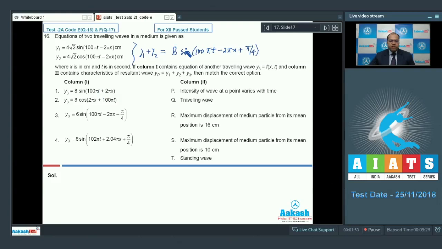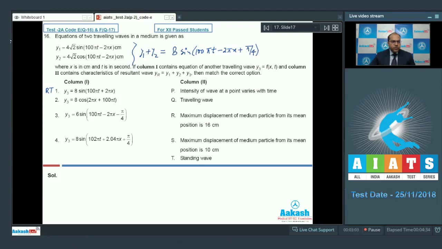In the case of a standing wave, the intensity varies as a function of position and not as a function of time. So entry P of column 2 is wrong. It is not a travelling wave, it is a standing wave. So T is correct, and the maximum displacement of a medium particle from its mean position is 2 times 8, that is 16 centimeter. So R and T is the correct matching for entry 1.